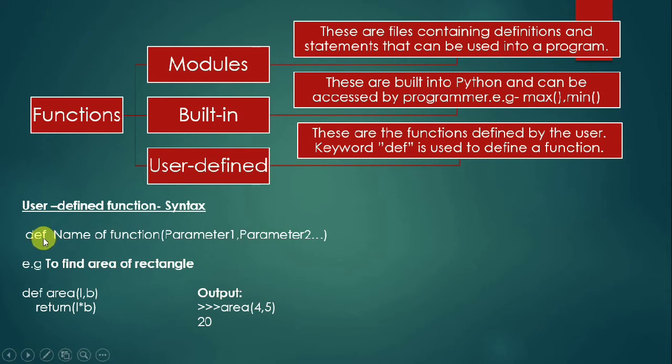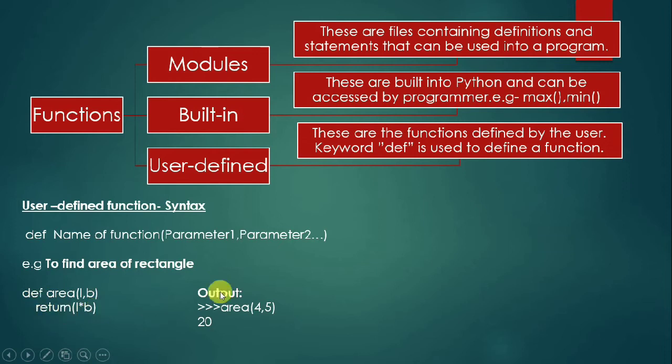Now the syntax for it is, first we have to give the keyword def, then we have to write down the name of the function, and in the parentheses we have to write down the parameters separated by commas. As an example, if we want to find the area of a rectangle using a function, we'll first write down the keyword def, then the name of the function. In this case we have taken area, and in the parentheses we write down the parameters L and B separated by commas.